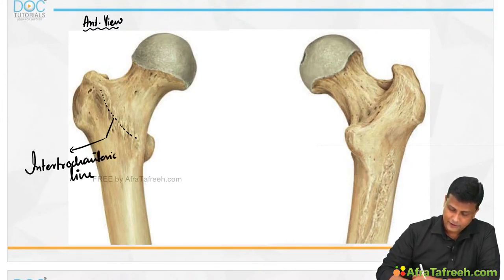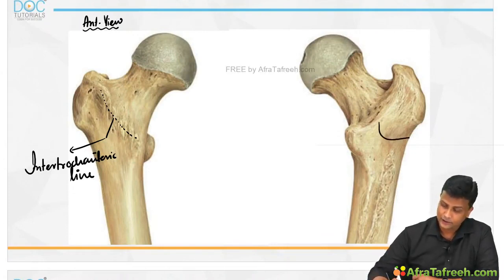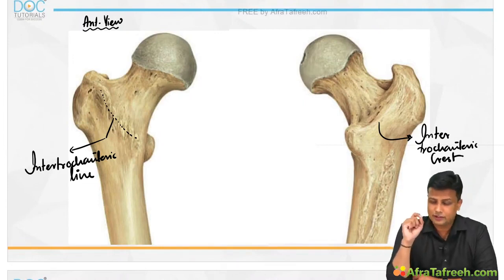Perfect. Whereas when you see the posterior view, you are able to clearly observe the intertrochanteric crest. Between the two, the greater trochanter and lesser trochanter, you will have the intertrochanteric crest. So anteriorly you will have the intertrochanteric line, whereas posteriorly there will be a crest clearly visible.